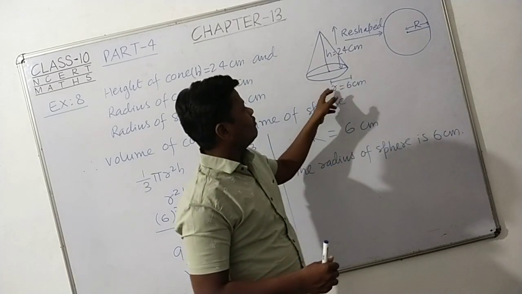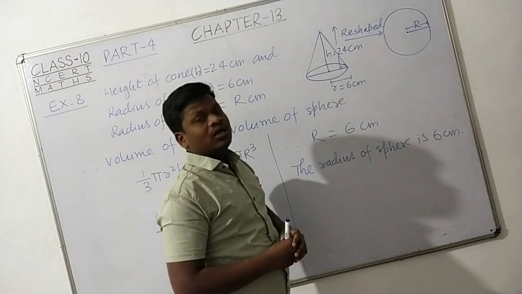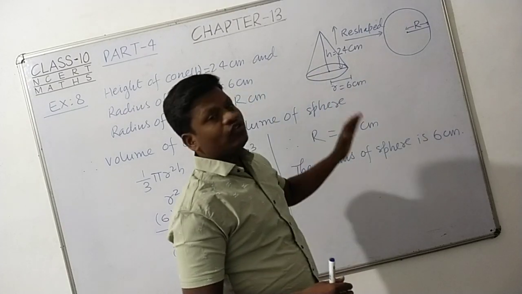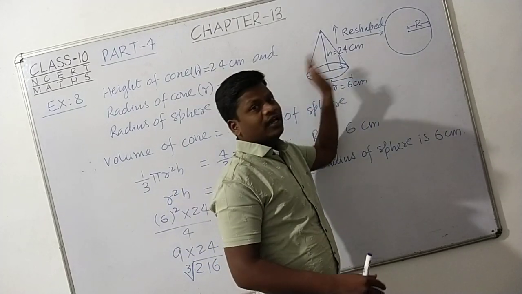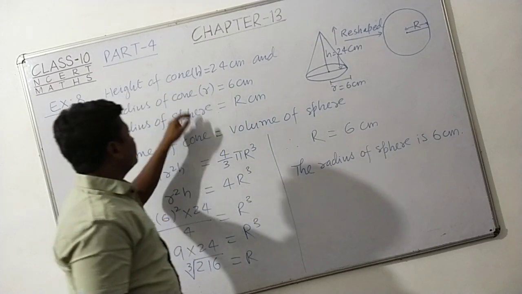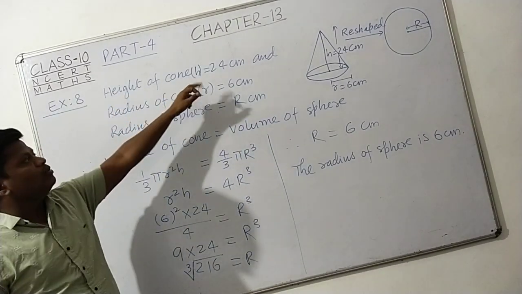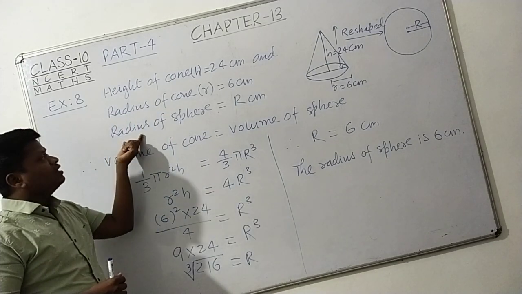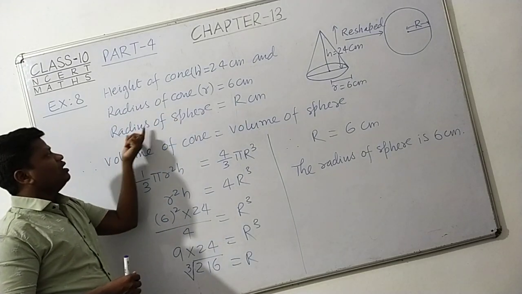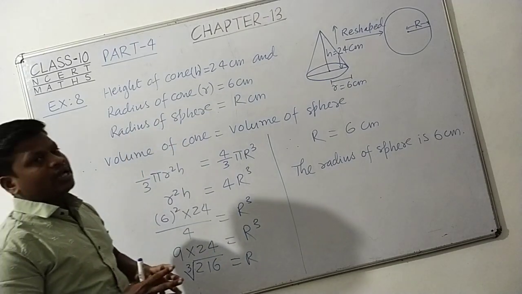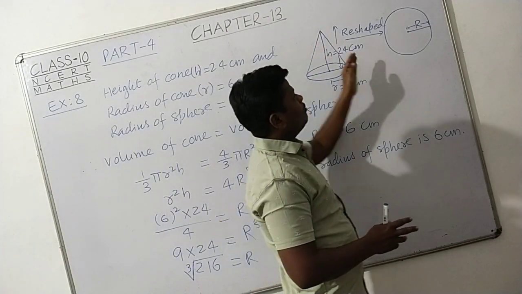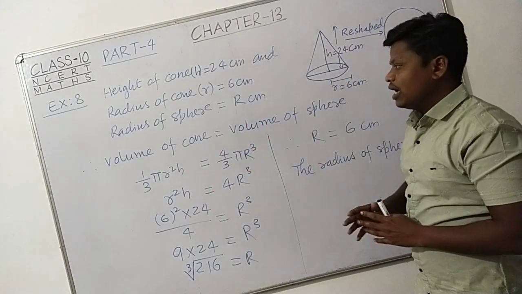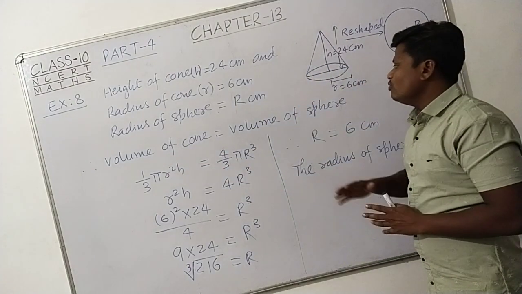So you can see that I have taken the small r, that is the radius of the cone, and I have taken the capital R, that is the radius of the sphere. So ultimately we have to find the volume of these two solids and compare them, right? So whatever data is given in the question, that is the height of the cone 24 centimeter and radius of the cone, that is 6 centimeter, and we have considered the capital R as the radius of the sphere, right? Now we know that the volume of the cone would be equal to the volume of the sphere. So this is the reason I have made the general formula, that is, volume of cone is equal to volume of sphere.